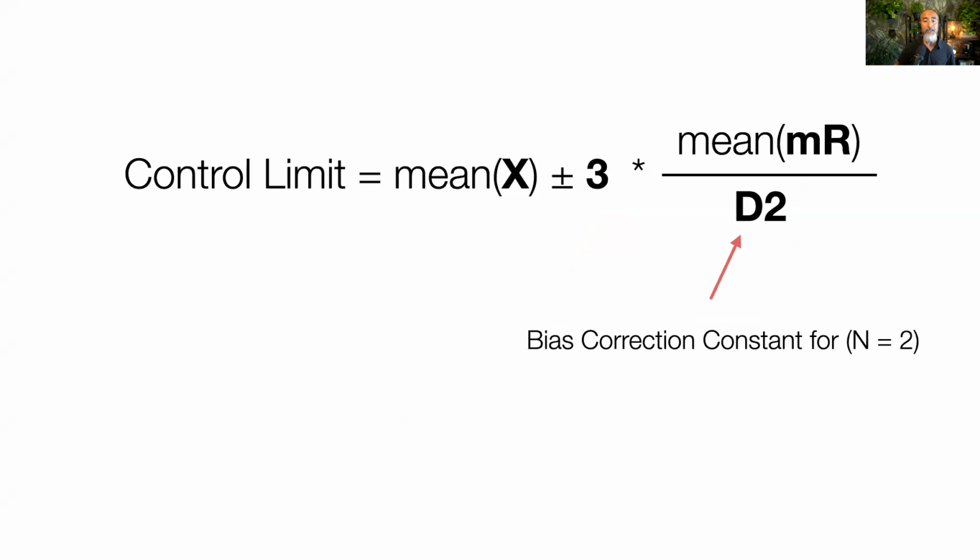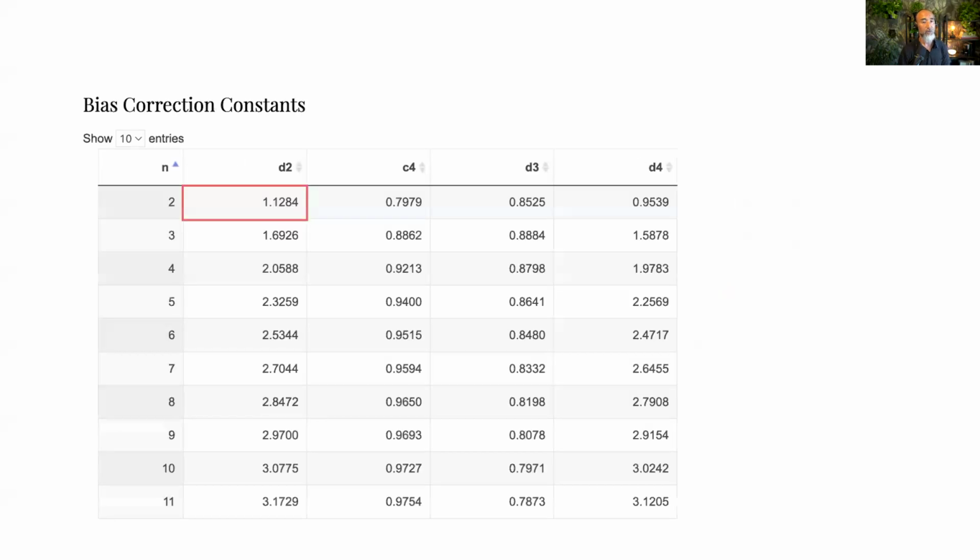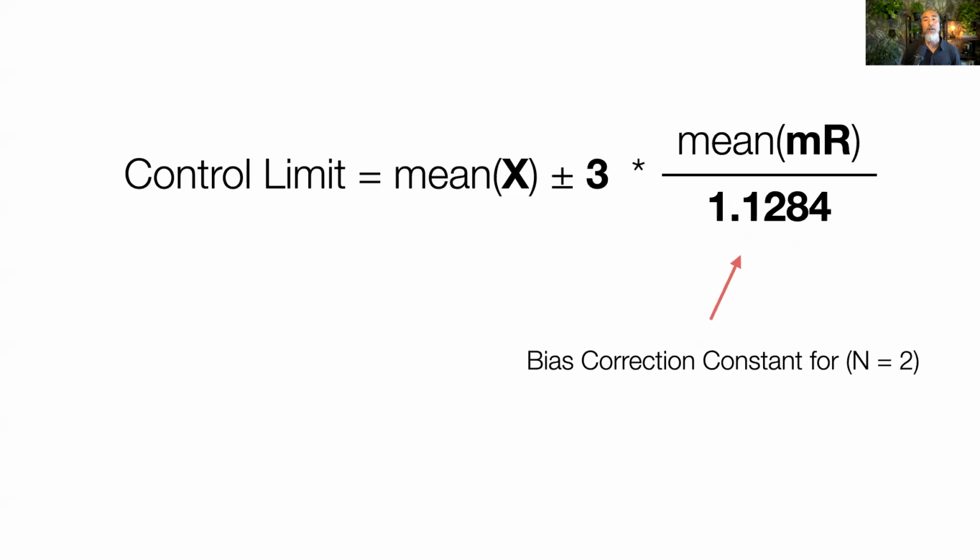This mean MR is the approximation of the standard deviation. However, there is something called bias, because you have two data points and you calculate a difference. So you want to consider something called a bias correction constant, which is already defined based on the sample size. In this case, every single value is a difference between 2 data points, therefore N is 2, and then D2 is 1.1284. So you divide the mean MR by 1.1284.